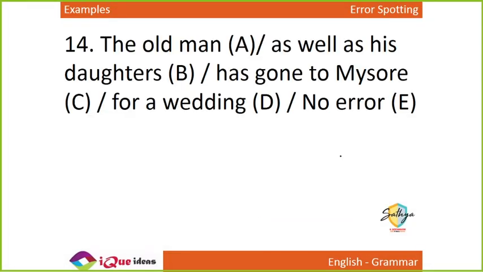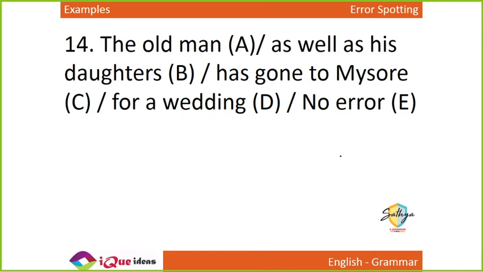The old man as well as his daughters has gone to Mysore for a wedding. Practically everybody is giving me the wrong answer. Guys, now this is the funda of clauses. If I said the old man and his daughters, the and makes it a singular subject. The old man and his daughters, all of them are part of the subject. So of course have gone. We need the plural verb.